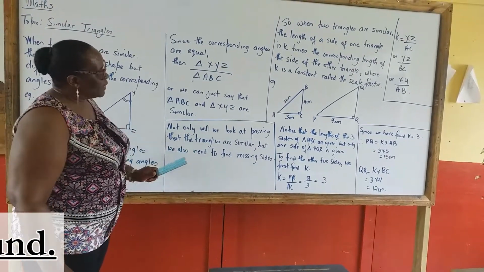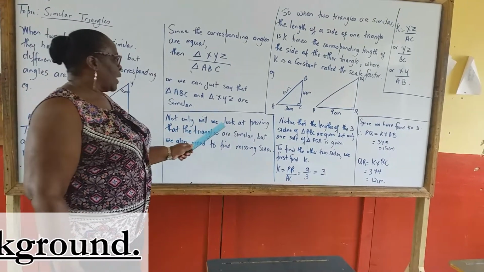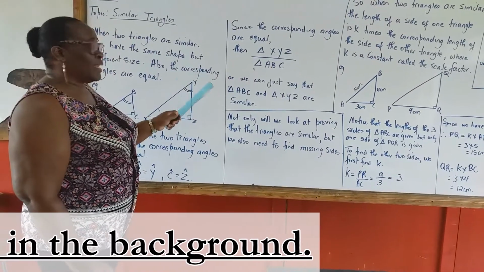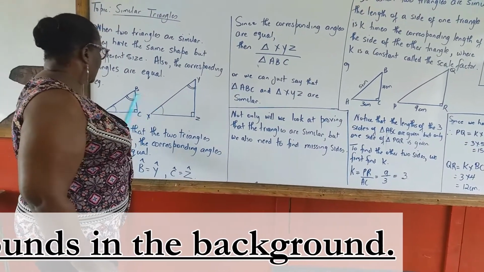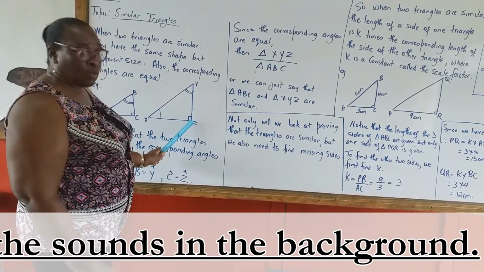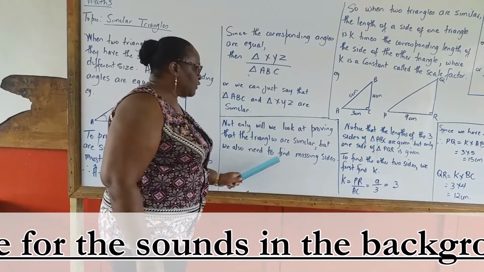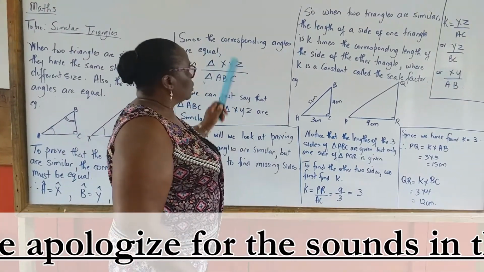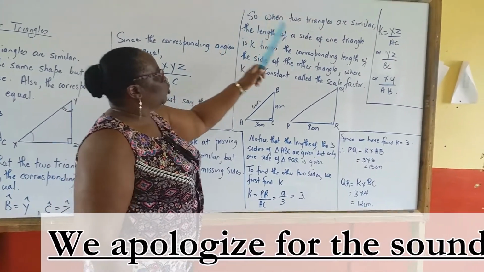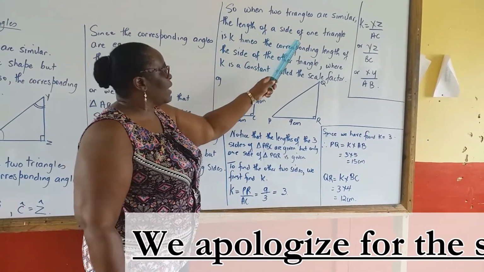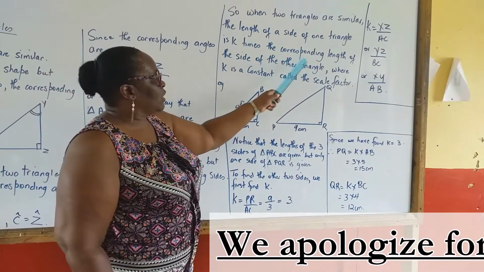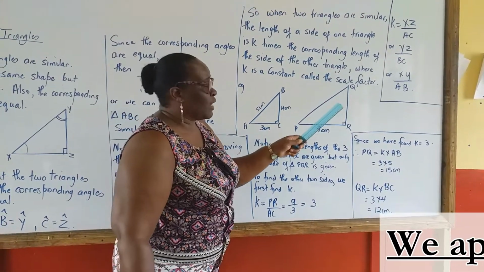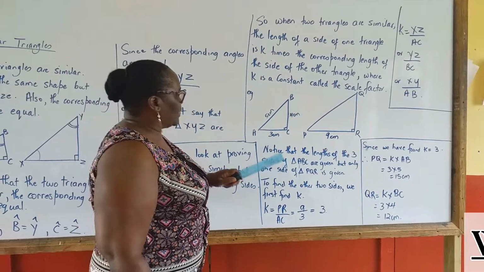Moving on. Not only will we look at proving that the triangles are similar. Remember I said that to prove that they are similar, the corresponding angles must be equal. We also need to find the missing sides. When two triangles are similar, the length of one side of the triangle is k times the corresponding length of the side of the other triangle, where k is a constant called the scale factor.